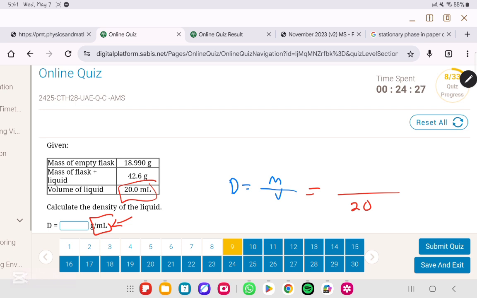Okay. Now here's the interesting part. The mass of the liquid, very simply, we can find it by doing what? By subtracting the mass of the empty flask from the mass of flask plus liquid. So 42.6 minus 18.99, you will get an answer which is 23.61. So 23.61 divided by 20, it will give us an answer which, if we're going to round it to the correct number of significant figures, take the most occurring. In this case, it's going to be 3 significant figures, so it's 1.18. So in this case, it is 1.18 grams per milliliter.